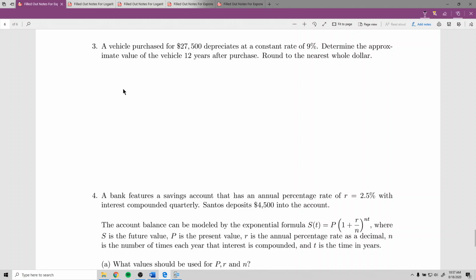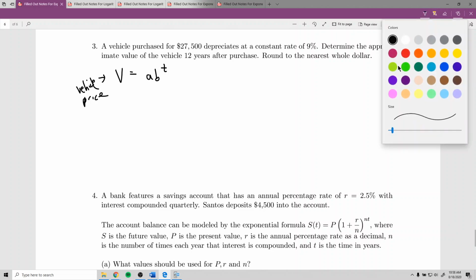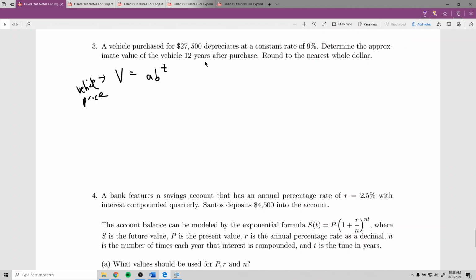So you can use your y and x as whatever you like. Let's say we have the vehicle v, its price. Since we're talking about a percentage, here we got equals a times b to the t power. And really the question is, what is v after 12 years? All right, so we'll do exactly what we did last time. We'll figure out a and b, and then plug in the appropriate t. A is the initial amount. It's the amount you bought it for, which is the 27,500.